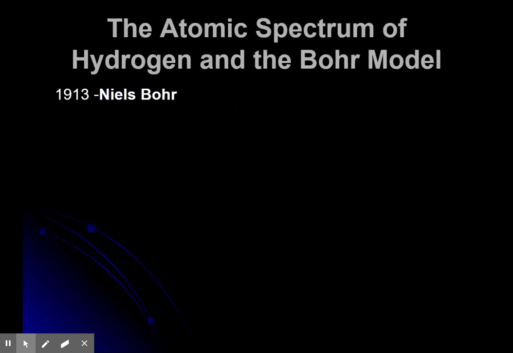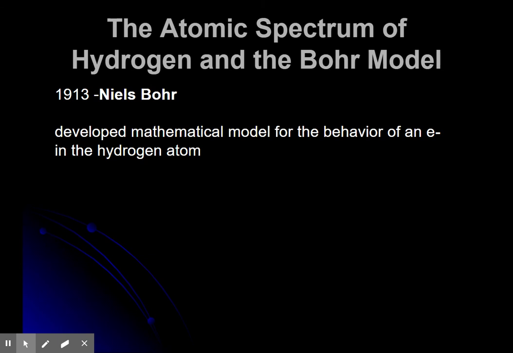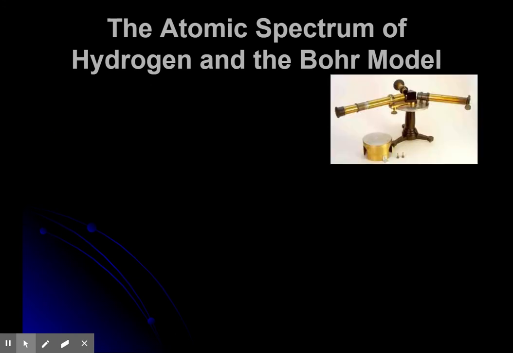All right, so 1913, Niels Bohr developed a mathematical model for the behavior of the electron in the hydrogen atom. And he used a spectroscope. This is a picture of his spectroscope that he used. Now, a spectroscope is something that will break light up into its component colors, so kind of like a prism. And he used a spectroscope to look at different atoms as they were being excited. Now, it's hard to isolate one atom, but we got really good at creating glassware so that we could have sealed tubes filled only with one type of gas.